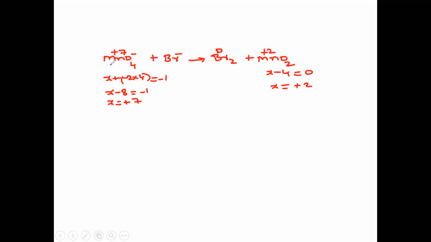Now you can see that the permanganate ion MnO4 minus changes to manganese dioxide. It is changing from +7 to +4 if you see it clearly. So MnO4 minus from +7 changes to MnO2, that is +4. This is called the reduction half reaction. Why? Because manganese is changing from +7 to +4, meaning it is decreasing in oxidation number. MnO4 minus changing to MnO2 is reduction.